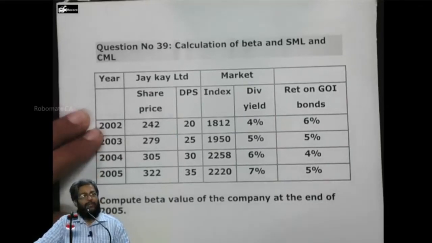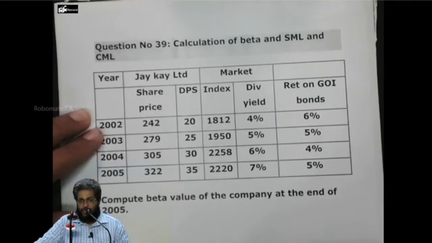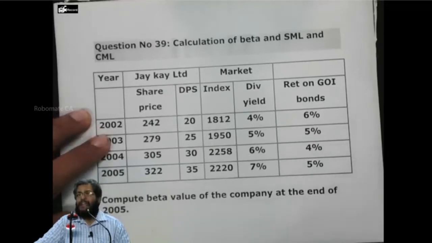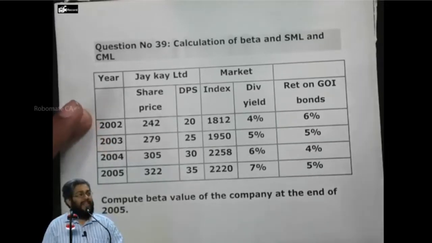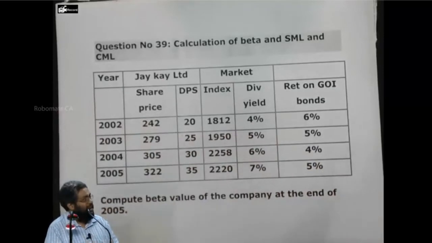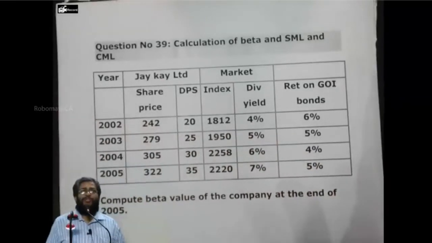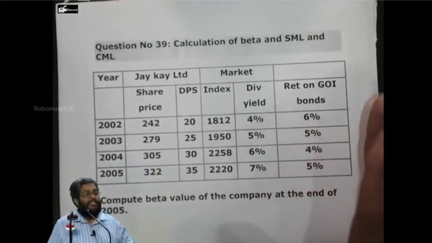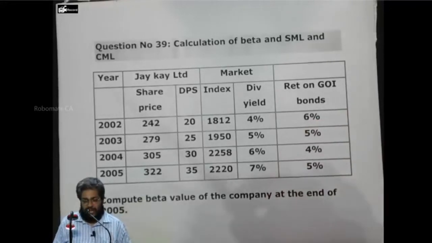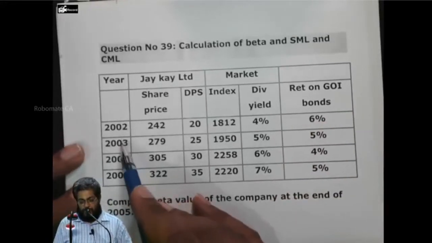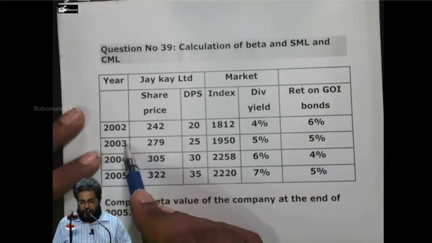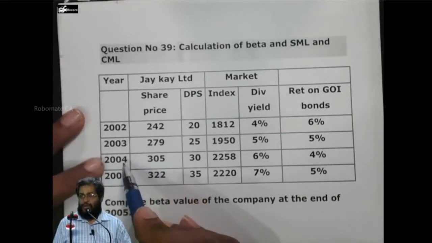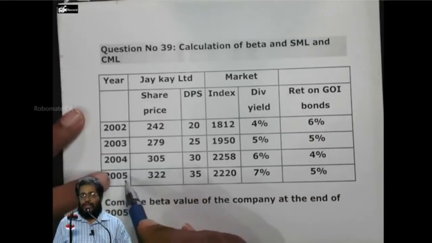Don't ask why not 2001, 2002, because I don't know at what price I bought. 2001, the detail is not given. Enough, right? So tell me, I want to know the return of the share for the past 3 years. So how many years here? Past 3 years: 2002-2003, 2003-2004 and 2004-2005.